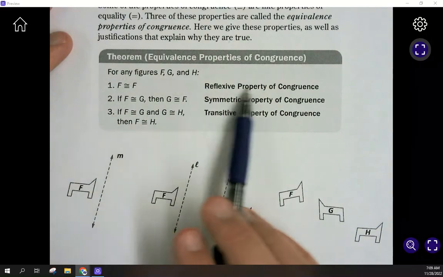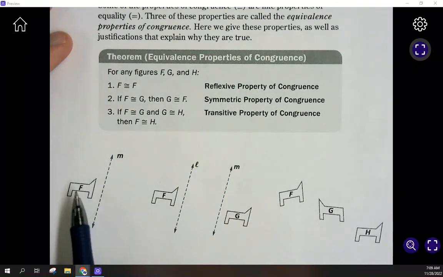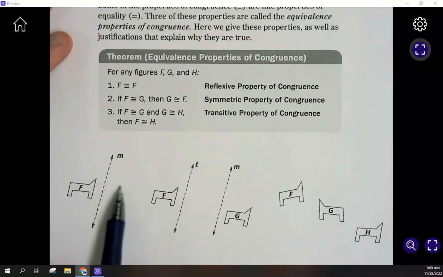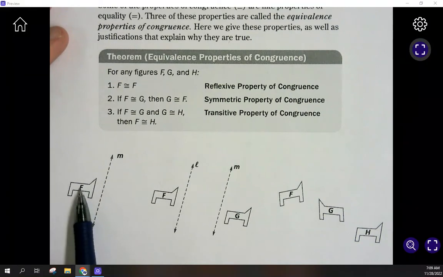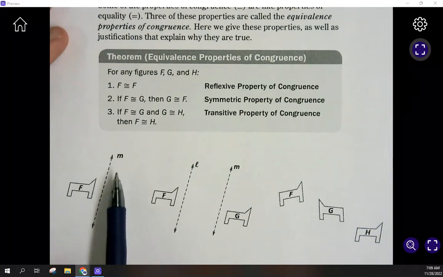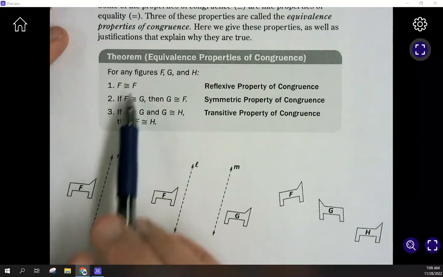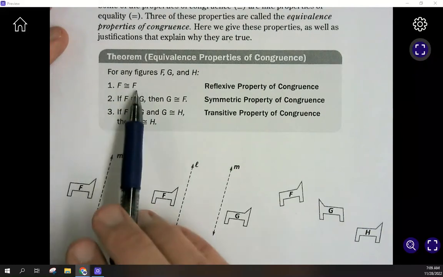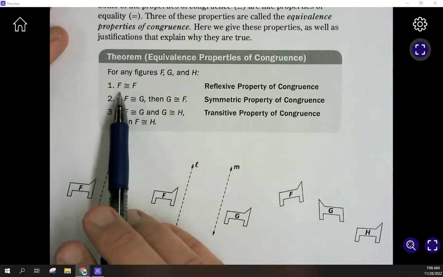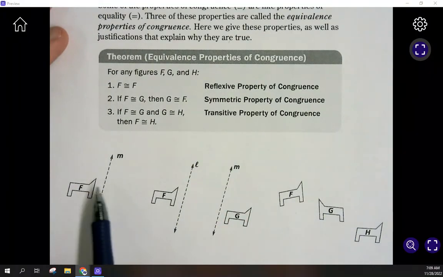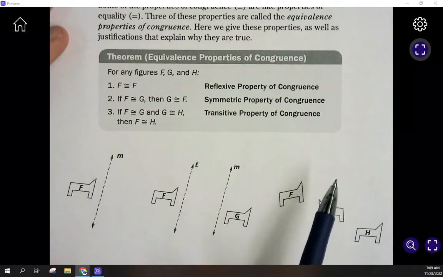How do I represent this property with these figures? So if I reflected F over this line, it would end up over here. And then if I reflected it back, it's right back on top of itself. So after a composite of reflections over line M, F, the original, is going to be congruent to the new shape itself because it's back on top of itself. F is congruent to F. So that's your reflexive property demonstrated through two reflections.